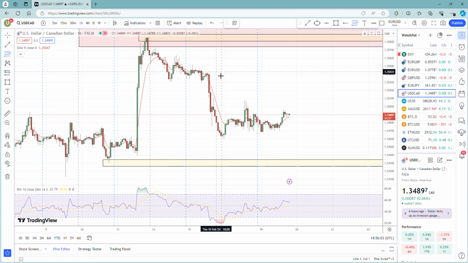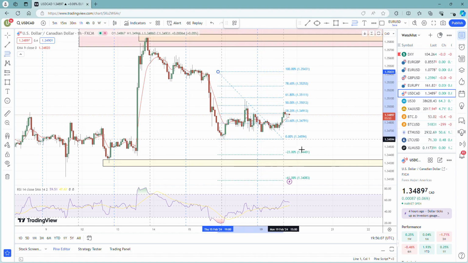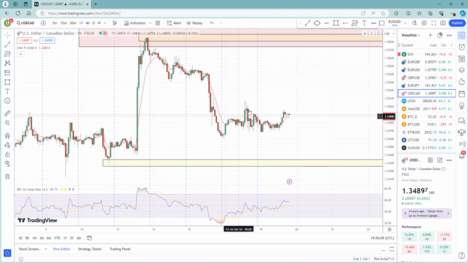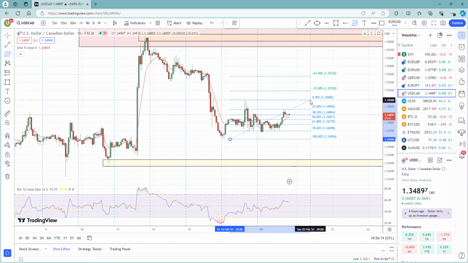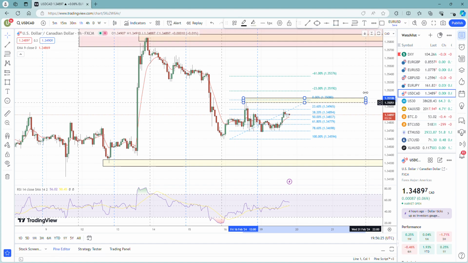Get the Fibonacci tool out. This is a lower high here. Actually too far. Remember we're looking at Friday's analysis, which is here. So we'll do this from this lower low to this lower high. Lower low, lower high. There you go. Simple as. It literally took me 2 minutes to break the price down.